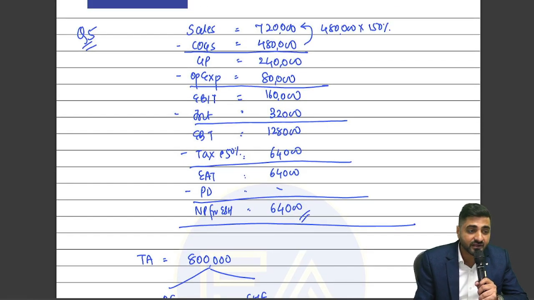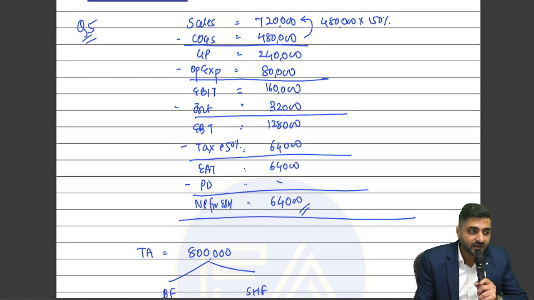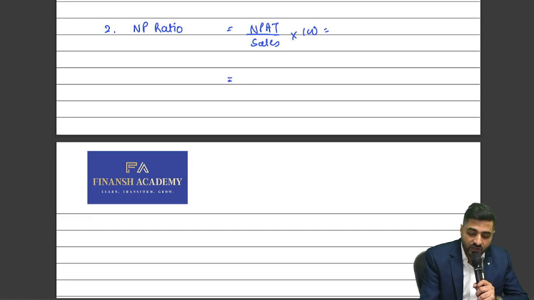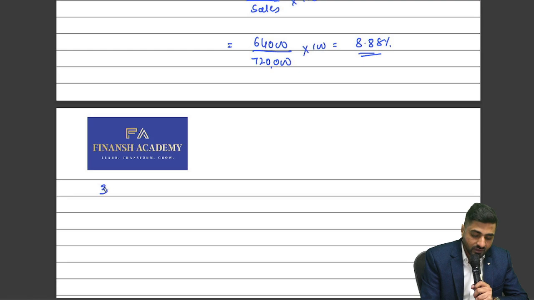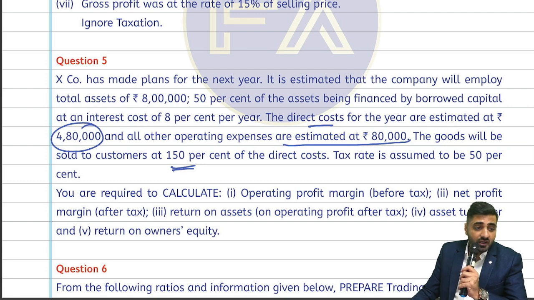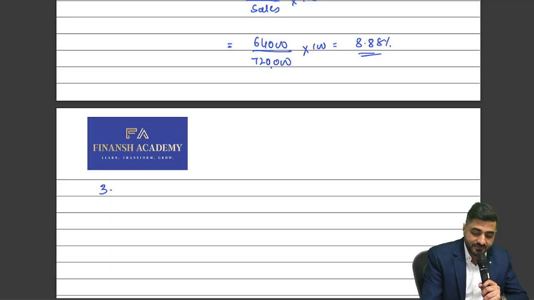Just check. Do you have NPAT in the question? How much is the NPAT? What do I need to do? Take 64,000 and divide that by sales, 7,20,000. Give me the answer. 8%. Third ratio. Look at the question. What's the third ratio? Return on assets.